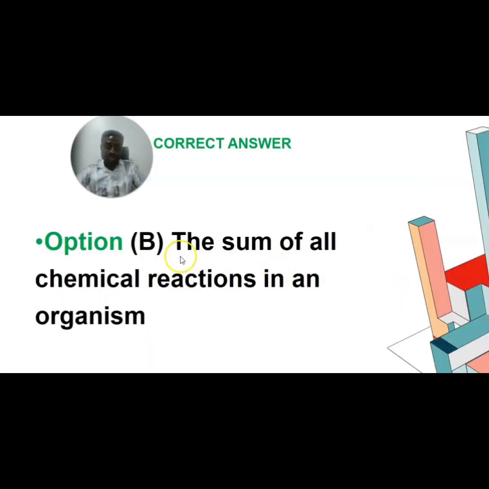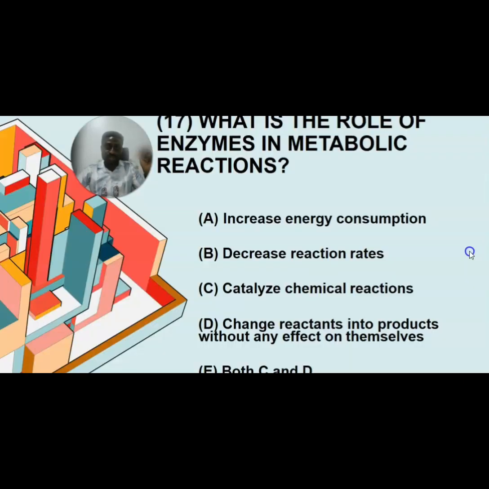So the answer is option B, as you can see in the slide showing the correct answer: the sum of all chemical reactions in an organism. Next question before us is, what is the role of enzymes in metabolic reactions? It's like a build-up from the previous question we just attempted.